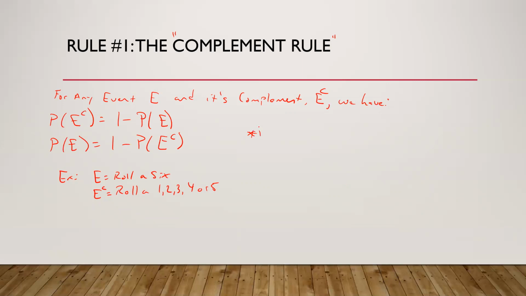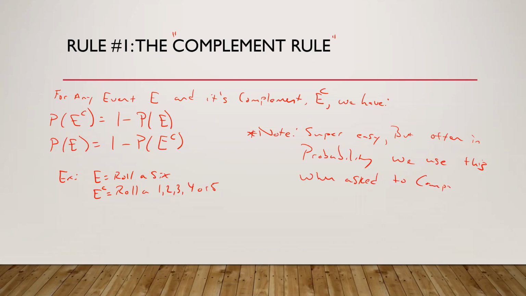I'm just going to give a note here, and we're going to work 2 quick examples of this. This formula is super easy. And what I mean by super easy is after you see me do 1 or 2 examples, you'll be like, yeah, that's easy. But often in probability, we use this rule when asked to compute a really difficult probability or really hard probability.